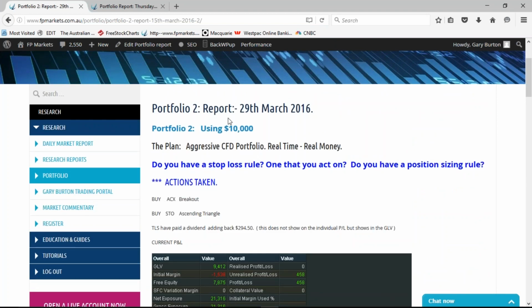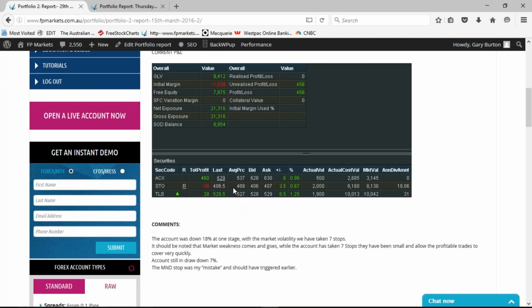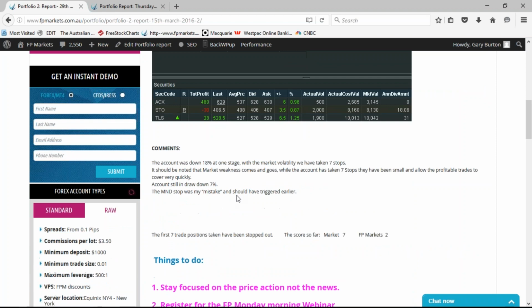Here we have, this goes up on the website every day. This is the portfolio that we've got, the current snapshot today of where we are, the positions that we've got, the comments. I keep a bit of a journal about what I'm thinking. I made a mistake, one mistake on MND, a trade we had in there. It should have triggered earlier, it was my error.